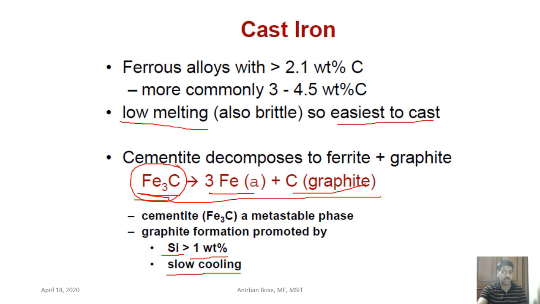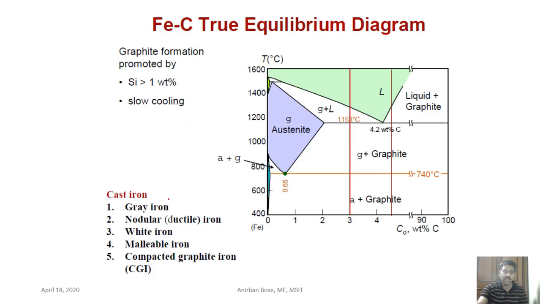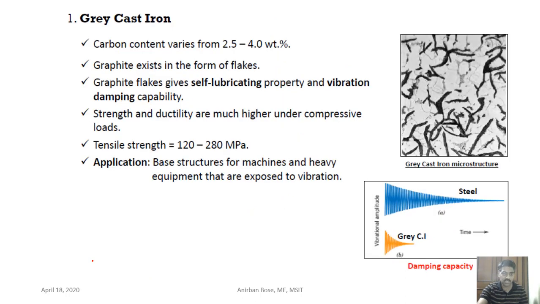Here you can see the first one is the grey cast iron. What are its properties? The carbon percentage is between 2.5 to 4%. Graphite exists in the form of flakes. In the cast iron we already said that Fe3C actually converts into graphite flakes. In grey cast iron, silicon is present in the order of 2 to 3%.